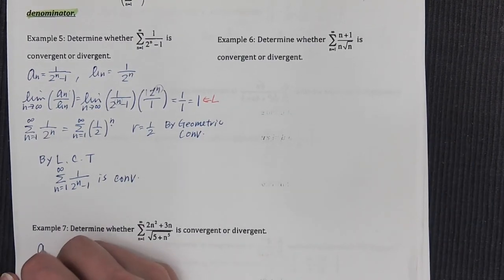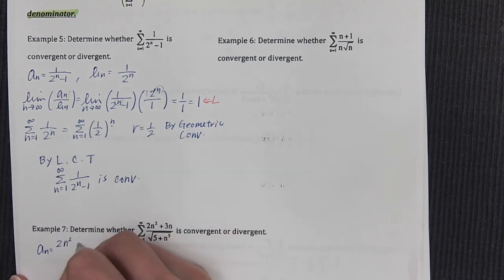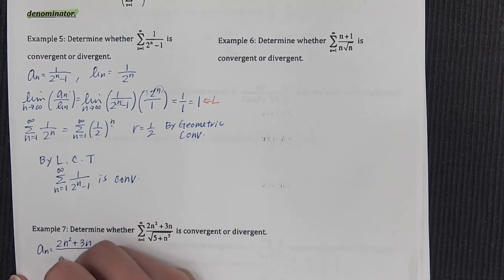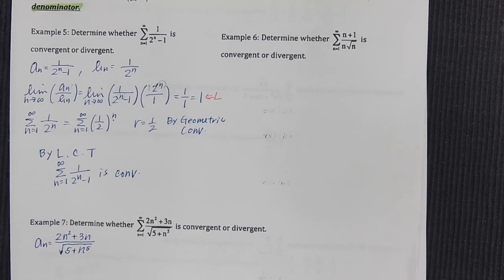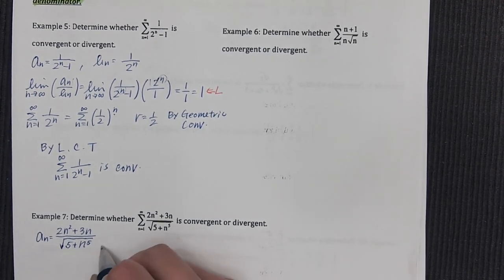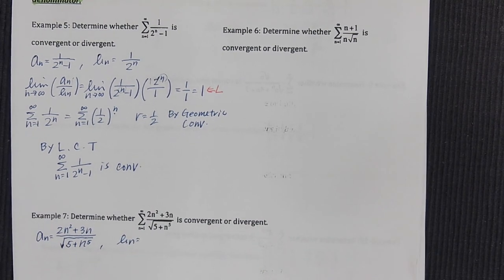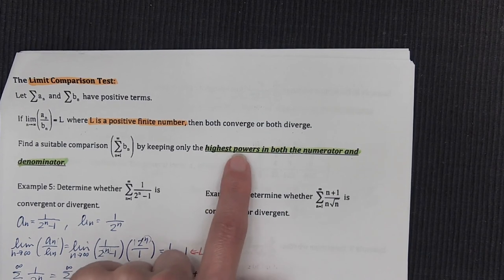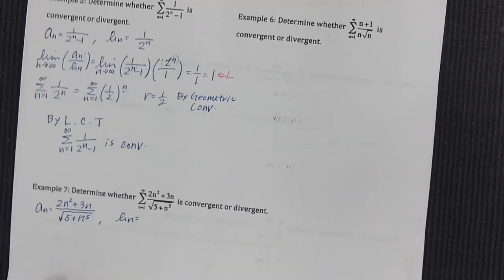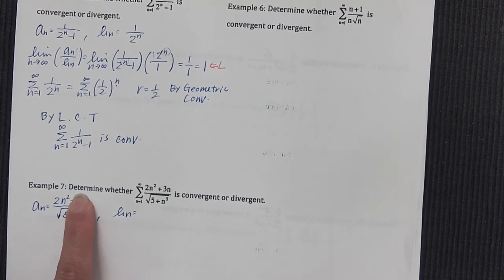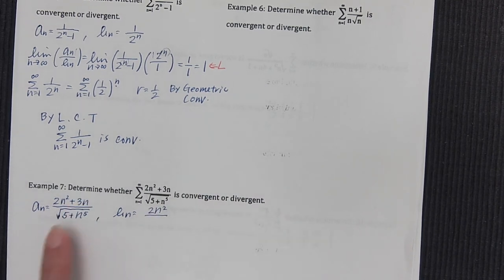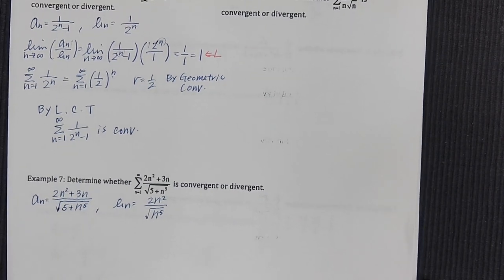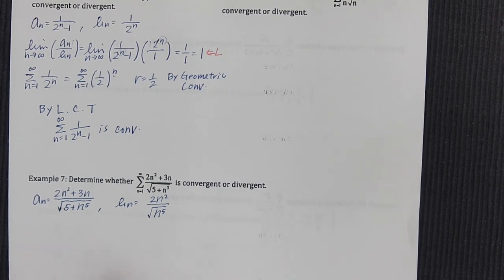So make sure, here is my a_n: 2n squared plus 3n over the square root of 5 plus n to the power 5. Okay? How do you find the b_n again? It's not hard to do. Keep the highest power of both the top and the bottom. What's my highest power on top? 2n squared, right? What's the highest power on the bottom? The square root of n to the power 5. That's all you need.